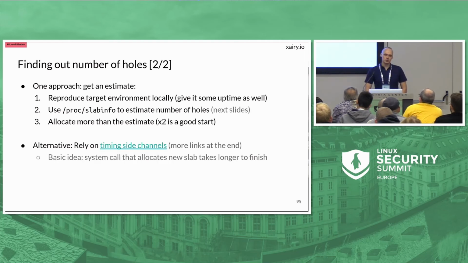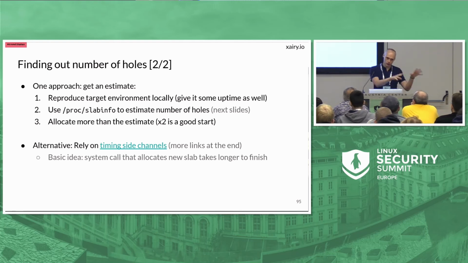So instead, people use one of two approaches. The first approach is to try to estimate how many holes you might have. The way this works, you just reproduce the environment. We're assuming we're trying to attack some kind of target server with a certain environment. We reproduce that environment locally.